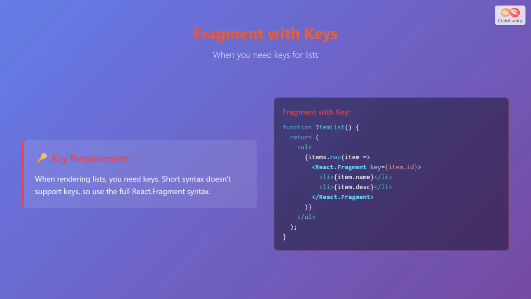When rendering lists of items, React requires each item to have a unique key property. The short syntax for React Fragments does not support adding keys. In such cases, you must use the full React Fragment syntax to provide the necessary keys. As shown in the code example, the React Fragment component is used with a key attribute set to item.identifier. This ensures that each fragment has a unique key, which helps React efficiently update the document object model, or DOM, when the list changes.